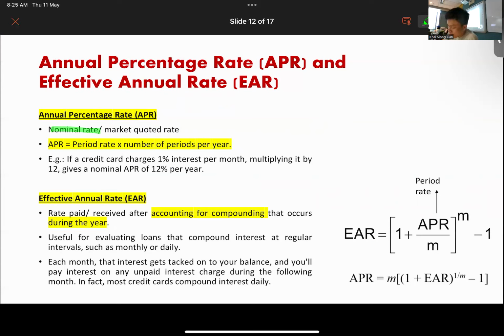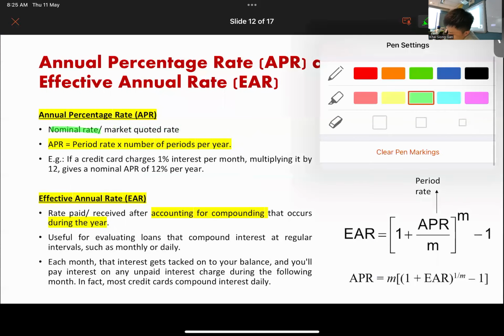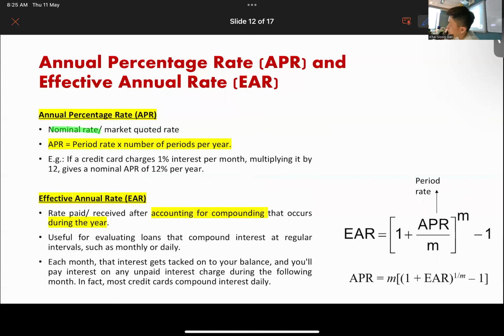Basically APR works like this. There's a simple formula here: APR equals period rate times the number of periods per year. For example, if today I want to calculate my APR, let's say your period rate is 1% per month, which means every month you are being charged 1% interest. How many periods per year? In 1 year you have 12 months, so times 12. So in a year, it will be 12%, correct?